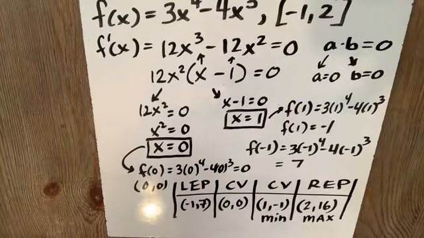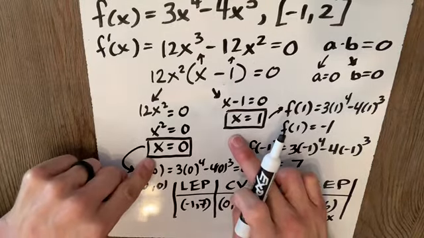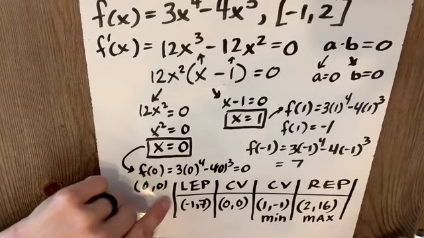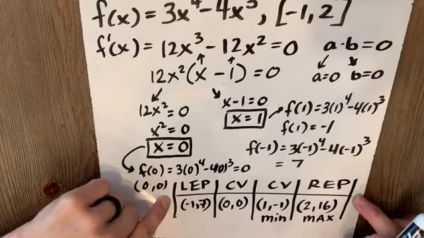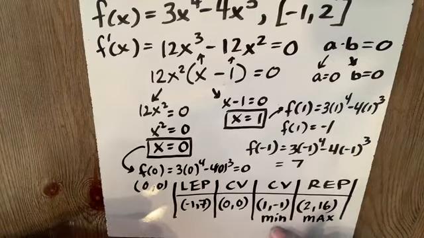That's all I have to do. I had to find my critical values. Here they are, where my derivative was 0, using that zero product property. And then I just had to investigate the left endpoint and the right endpoint. The tallest or the biggest y value is the max. The lowest y value is the min.